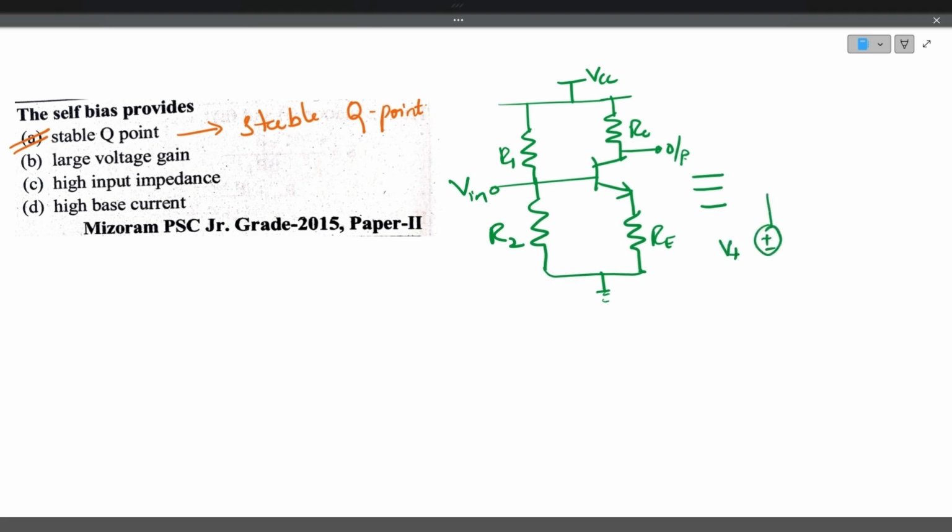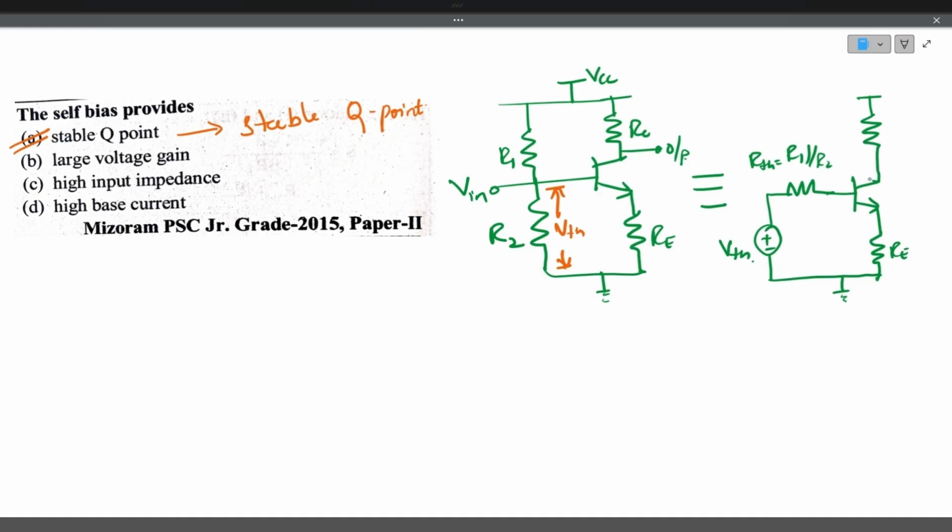This is V Thevenin. V Thevenin is nothing but the voltage across R2. This is also called VB. And there is R Thevenin. R Thevenin is nothing but R1 parallel with R2. This is the transistor, with emitter resistance RE. This is the equivalent circuit of the original diagram. This is the collector resistance and this is the output.